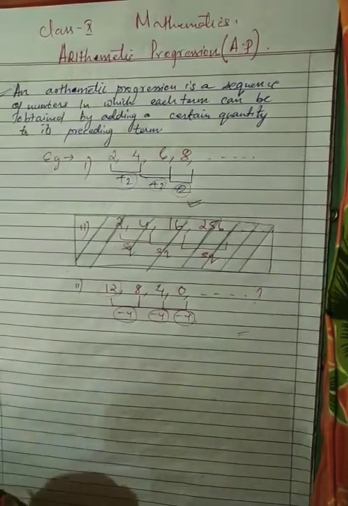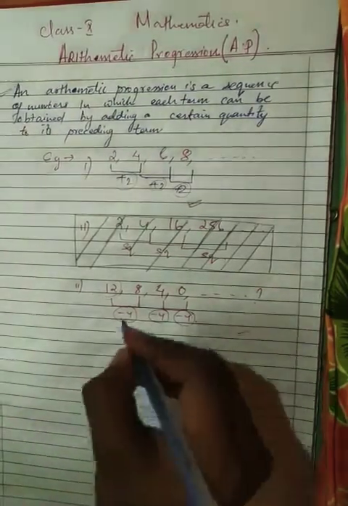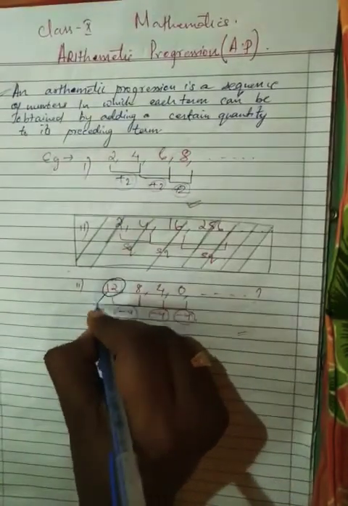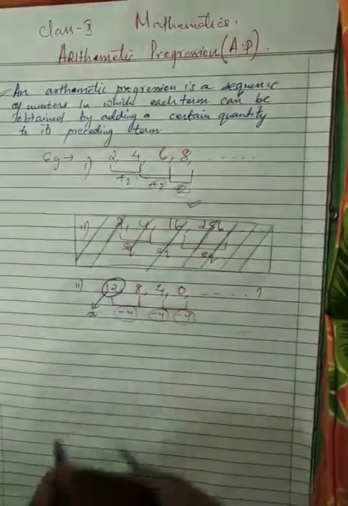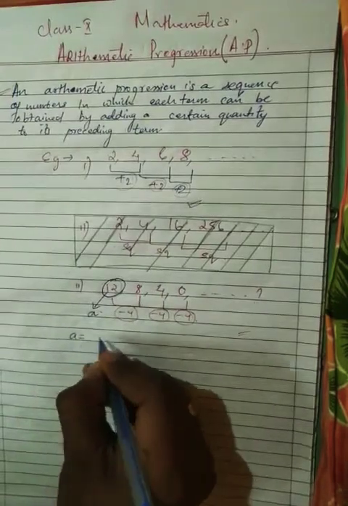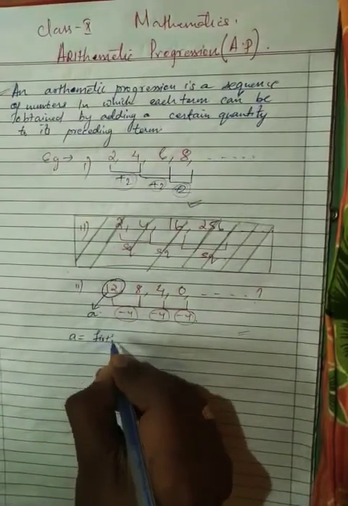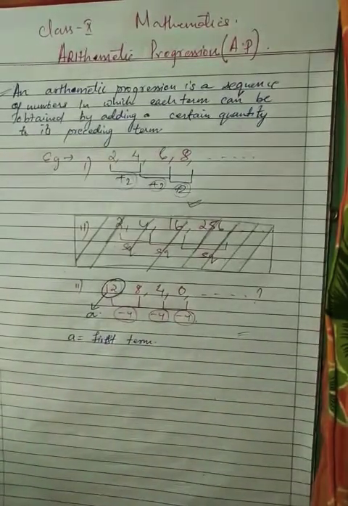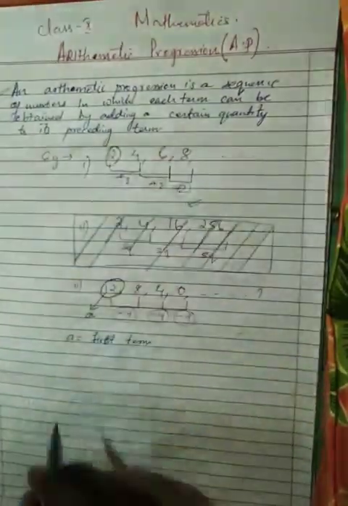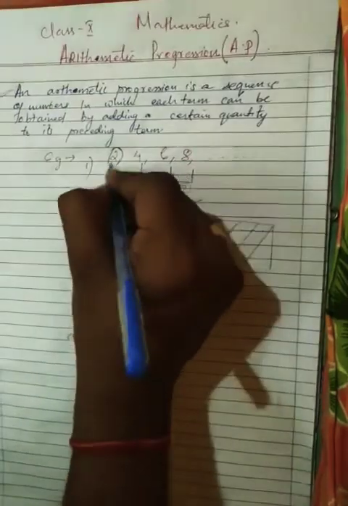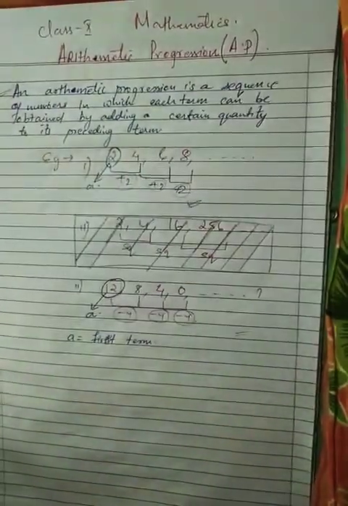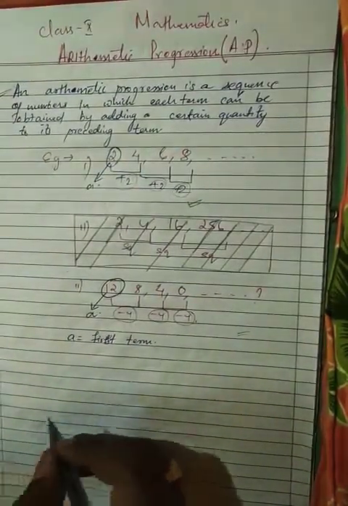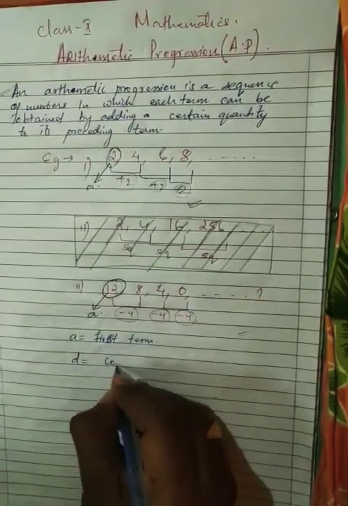Now, when we have an AP series, remember that the first term in the AP series is called A. A is the first term in the AP series. Clear? In the first case A is 2, in the second case A is 12. So A is the first term. D is called the common difference.